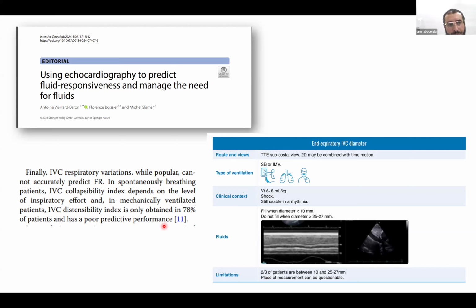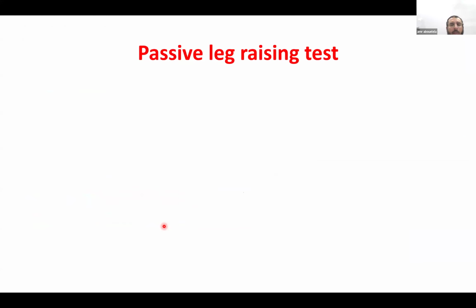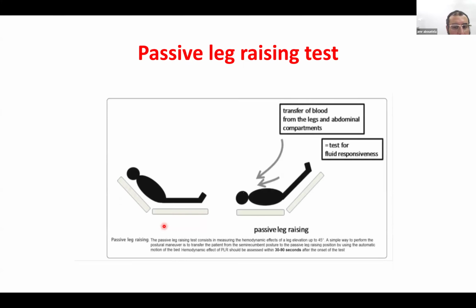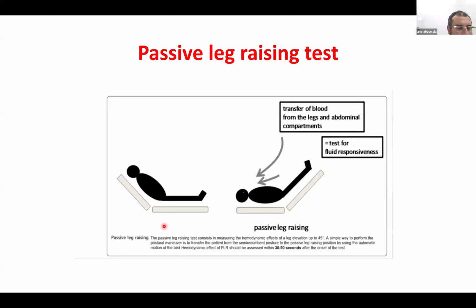As I told you, there is a lot of revision and new data regarding the accuracy of IVC, but still it's one of the tools you are using, but you should be cautious in interpreting the results. Passive leg raising test is very important and very easy test. I think most of you are aware of the principle. I will explain it very quickly.